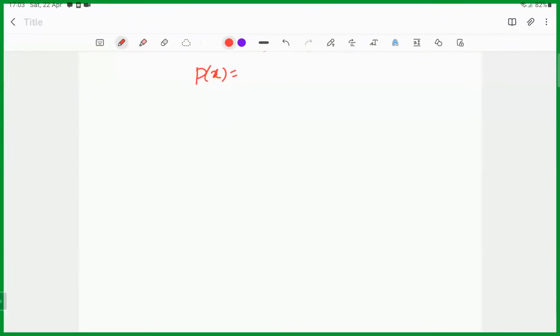Let's say p of x equal to 6x square plus 10x minus 4.